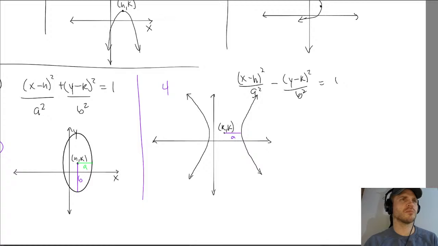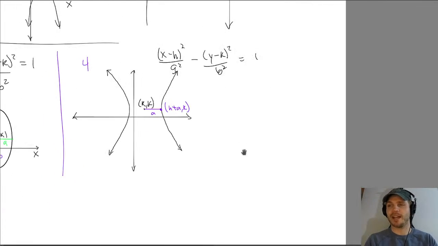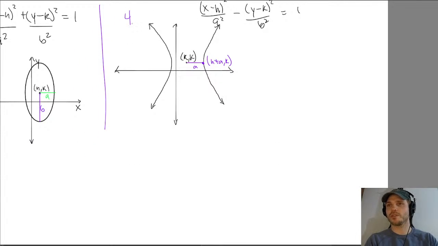Let me just look this up. Hyperbola standard form. Oh yeah. All right, whatever. That's fine. So this is the point H plus A comma K. There's a whole field of hyperbolic trig functions which I'm not very well versed in. So this is I, and then for J.